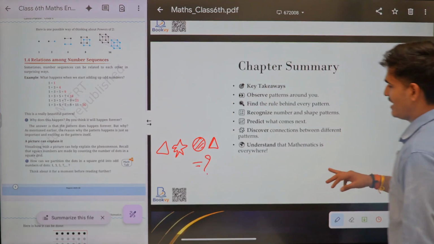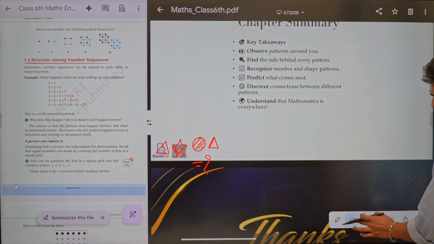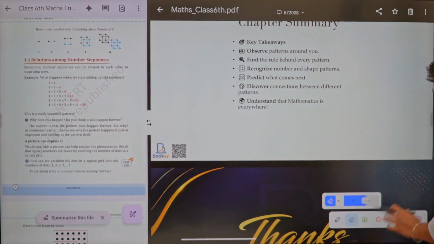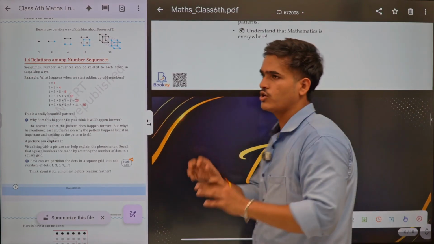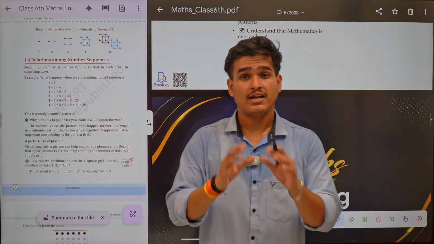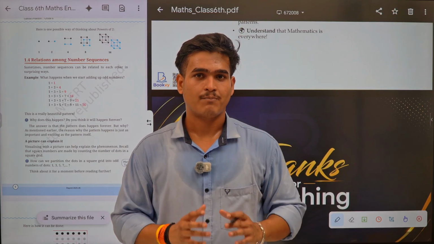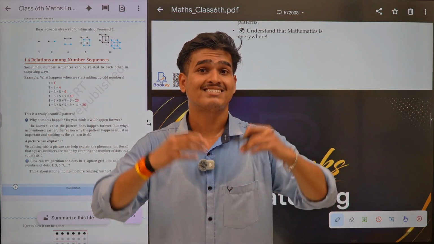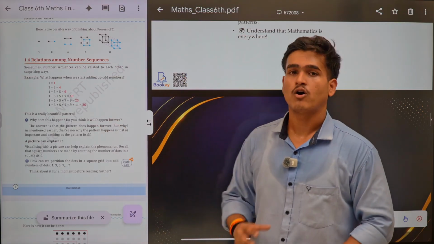Now understand that mathematics is everywhere. In all your surroundings, everything, like your book also, you will see many patterns, many things around you, and you will get to know real life examples of what a pattern is. You go outside, see the things, analyze the things, and you will know the real meaning of what a pattern is.